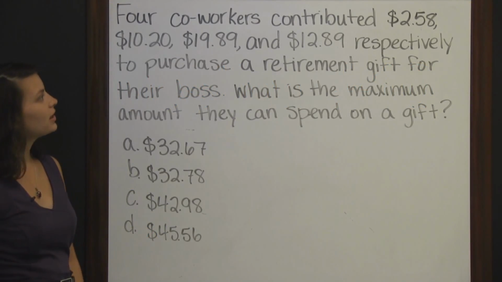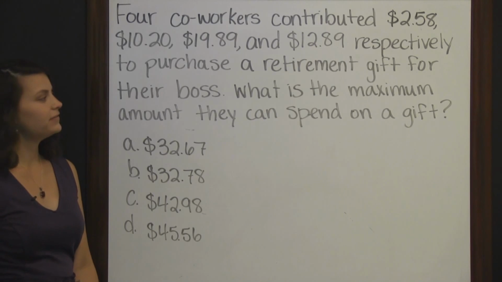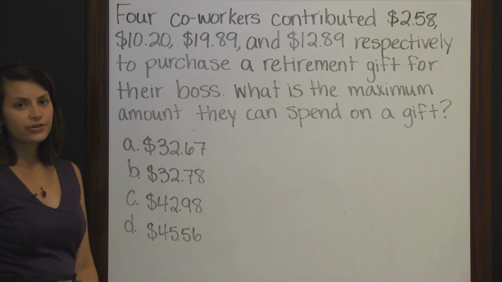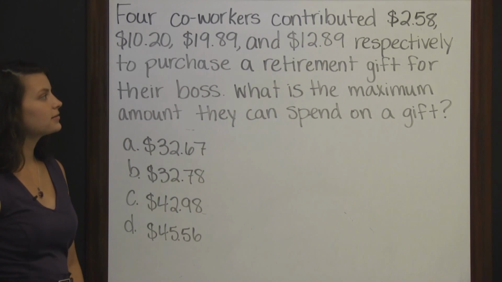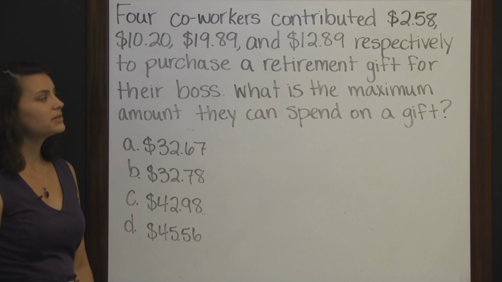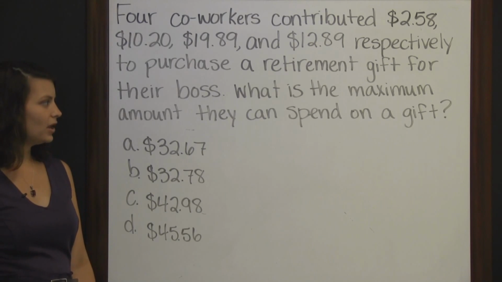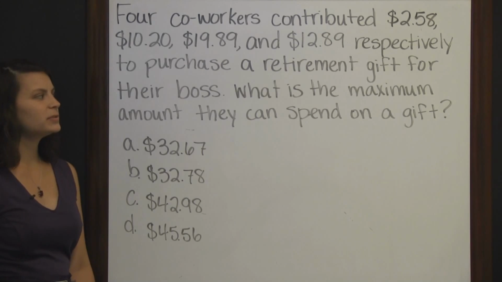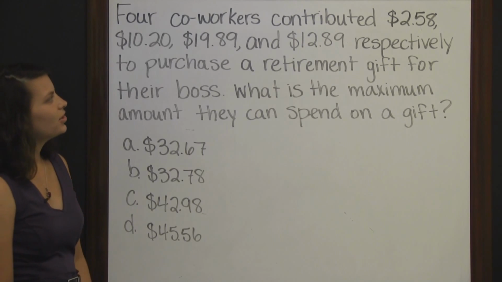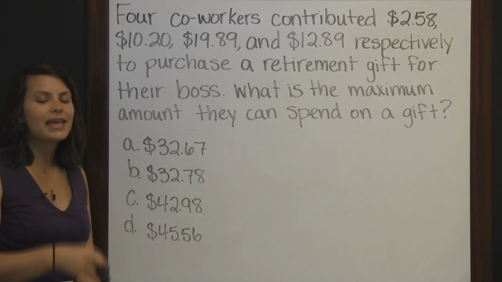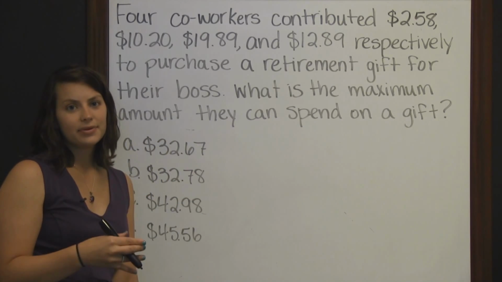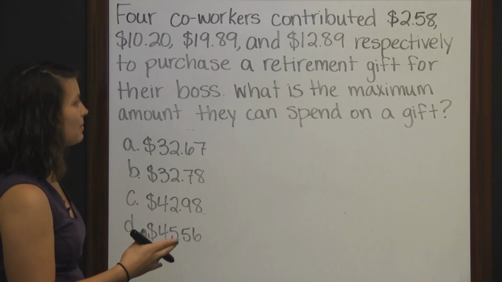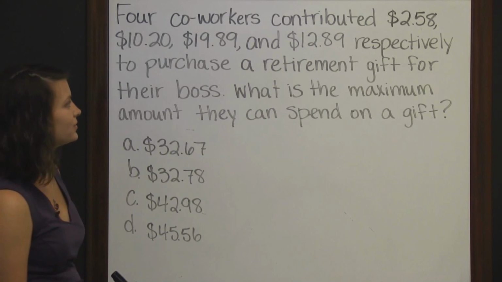4 coworkers contributed $2.58, $10.20, $19.89, and $12.89 respectively to purchase a retirement gift for their boss. What is the maximum amount they can spend on a gift? So they're putting all of their money together, which means we're going to add it all up in order to figure out the maximum amount that can be spent on a gift.